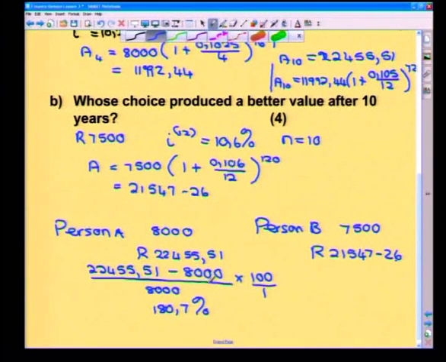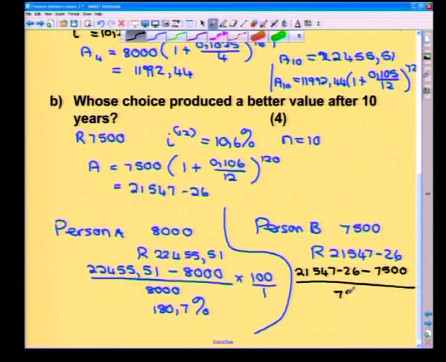So he made back his original plus 80% more of the money he invested. So that's pretty good. Let's see how this person B did. Well, first of all, before we pull up the calculator, let's set up the equation. I think I'll do him in black so it's more clear. So we're going to take 21547.26 and we're going to subtract 7,500 and we're going to divide it by the original investment, 7,500.